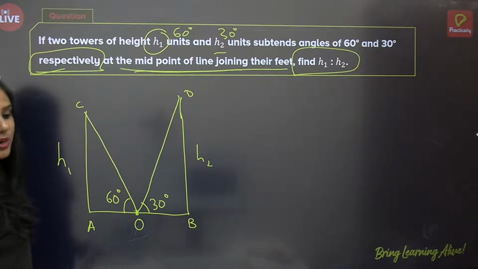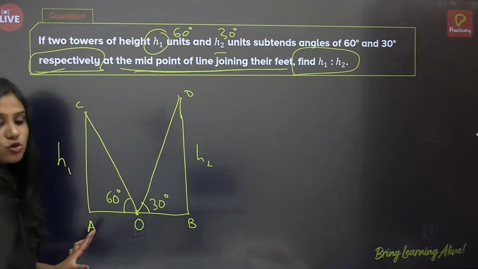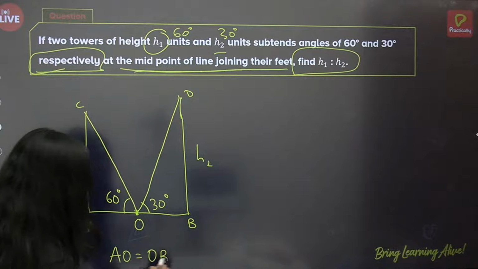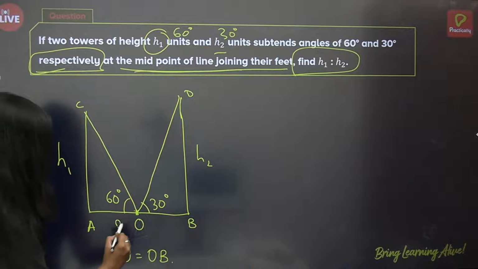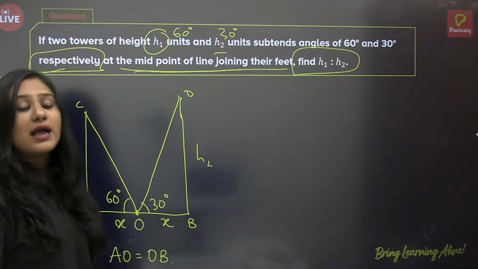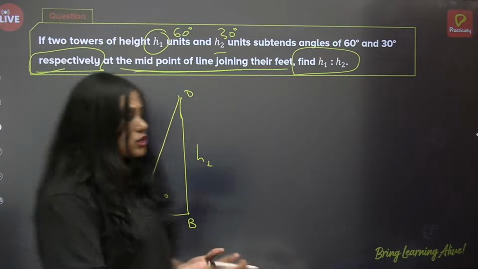If O is the midpoint, AO is equal to OB, correct? AO equals OB. Why? Because it is given that O is the midpoint. So I will be taking this as X and this also as X. Okay. Now I have all the required parameters. Let me start solving the question.